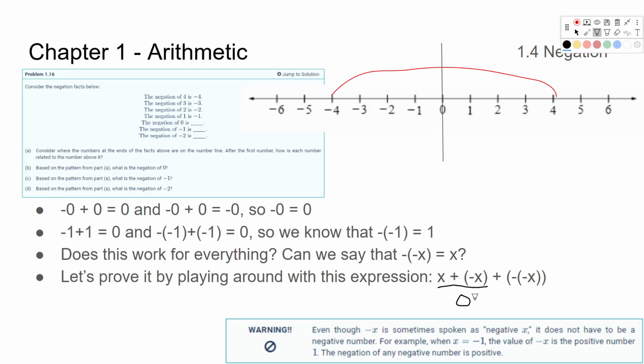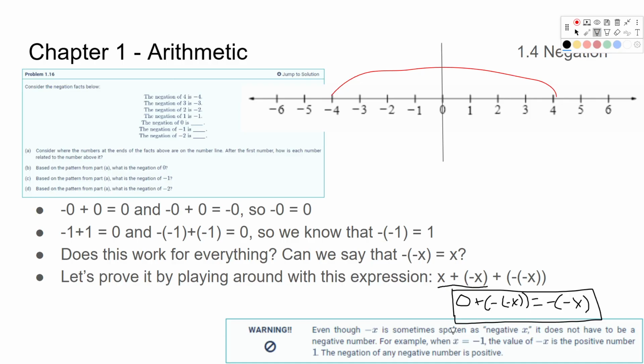And let's go ahead and bring this along for the ride. Plus -x. And again, we're trying to prove that -x is equal to x, but we'll get there. So we know that this is going to equal, well, if you add 0 to anything, you just get the same thing back. So that's going to equal -x, right? So that's cool. So that's one fact that we know. So we'll put a box around that.